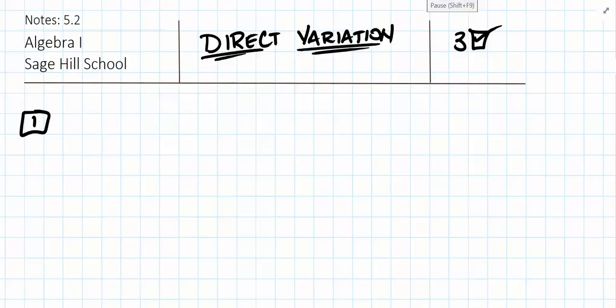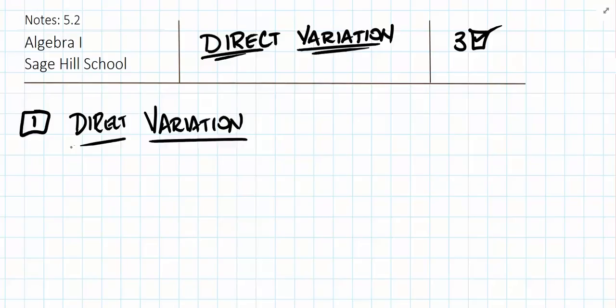Okay, so in section 5.2, let's move on to 5.2. We're going to talk about direct variation. The first idea that we're going to explore is what direct variation is. Have you ever heard of direct variation before? You've heard of it? Kind of heard of it? Okay. All right.